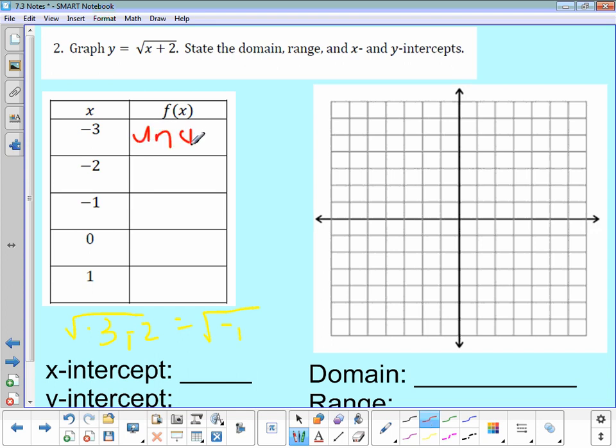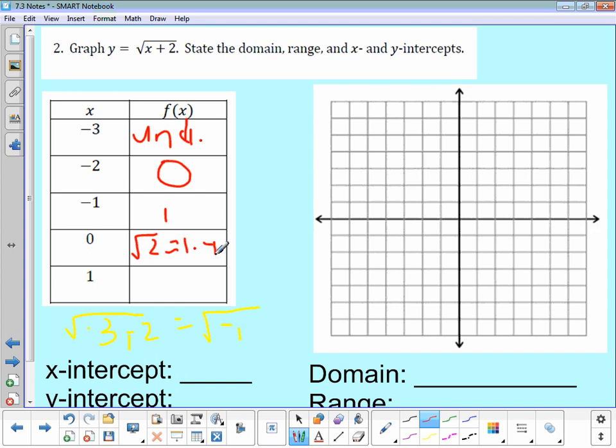Now we're going to go ahead and plug all the rest of these in, so that one's undefined. If I plug in -2, then I have 0 underneath that radical, and the square root of 0 is just going to be 0 there. If I plug in a -1, then I get 1. If I plug in a 0, 0 plus 2 is 2, and the square root of 2 is approximately 1.4. So that's the y value I'm looking at there.